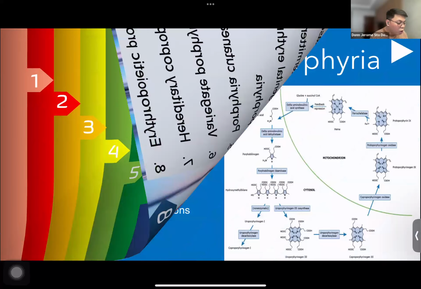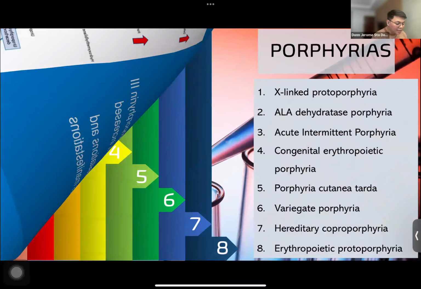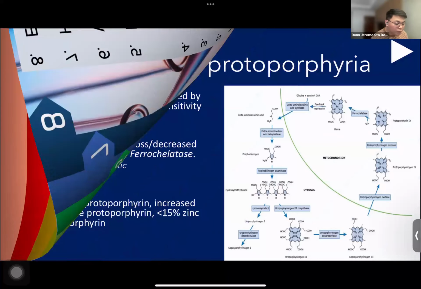Next, hereditary coproporphyria. Same lang din po. It's a mixed type of porphyria with elevation of ALA and PBG, but this time coproporphyrin na po ang mag-elevate. Okay? So, pero ganun din po ang manifestation. Neurovisceral, cutaneous manifestation. And lastly, your erythropoietic protoporphyria.